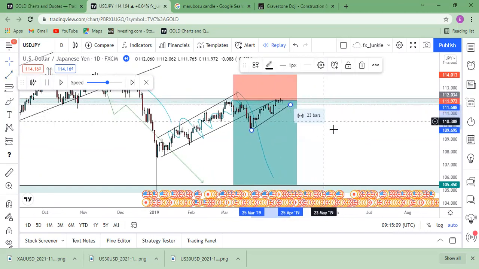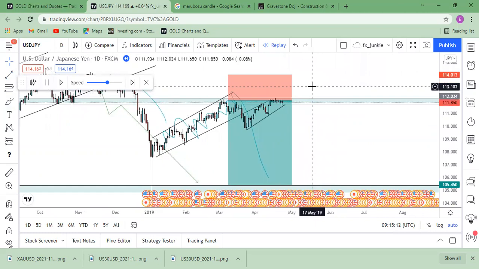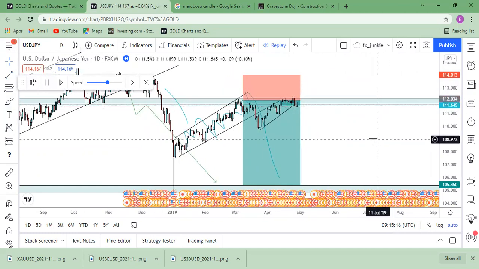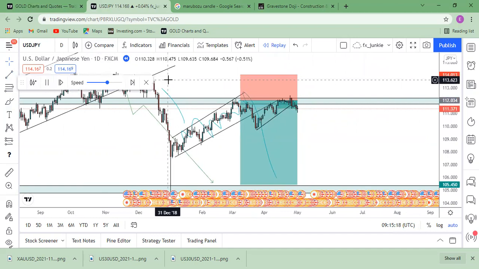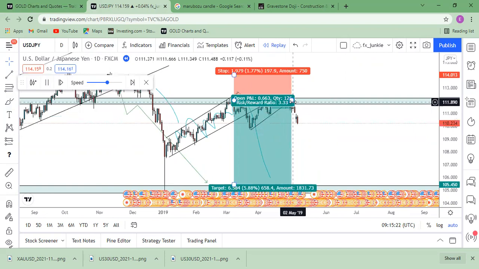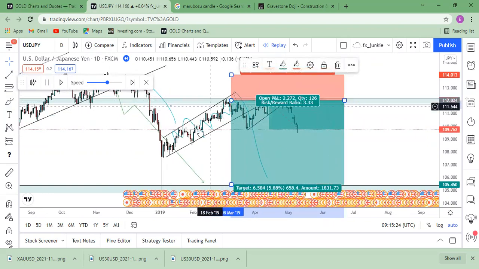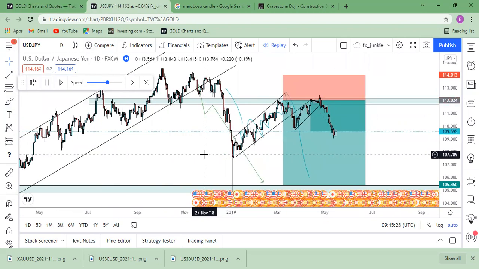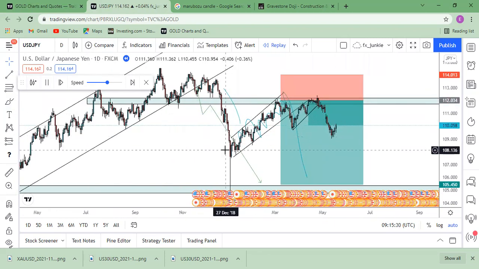We've not yet touched the stop loss. We're far from our stop loss. Of course, with the strategy, we're not going to hit the stop loss. We're still in profits, very well in profits.